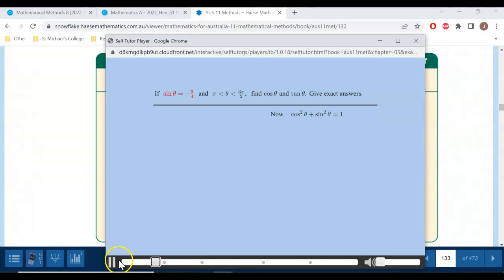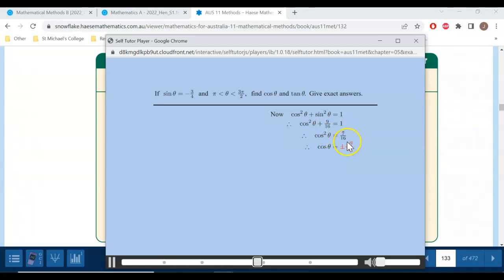So let's look. We are going to start off with that same identity, that cos squared theta plus sine squared theta is equal to 1. We're going to substitute this value of sine theta into our equation. Once we substitute that in, we have to square it, so minus 3 over 4 becomes 9 over 16. Then we're going to rearrange the equation to try and isolate the cos term. If I subtract 9 over 16 from both sides of the equation, I'm left with 7 over 16. Then to get cos theta by itself, I need to take the square root of both sides.